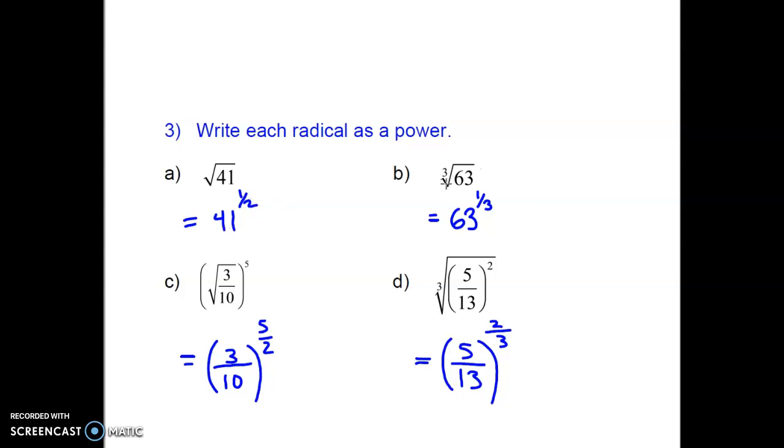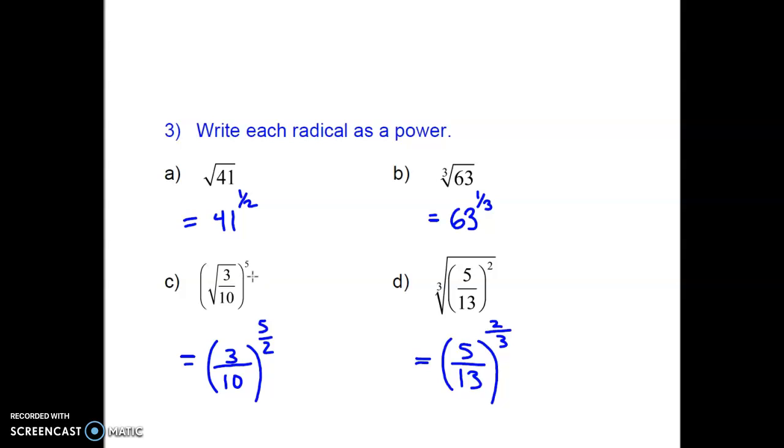Or we have B. So we have the cube root of 63. So our index is the denominator of the fractional exponent. So we're going to have a third, so 63, and then we have no power on the base. So it's going to be 1. So it's going to be 63 to the power of 1/3.